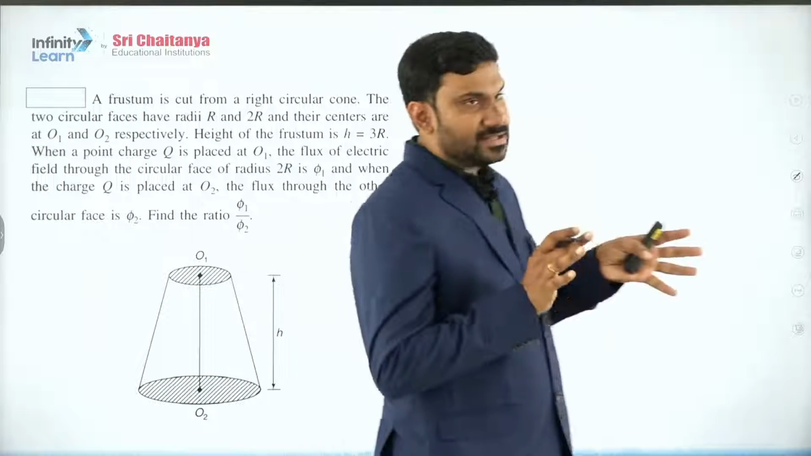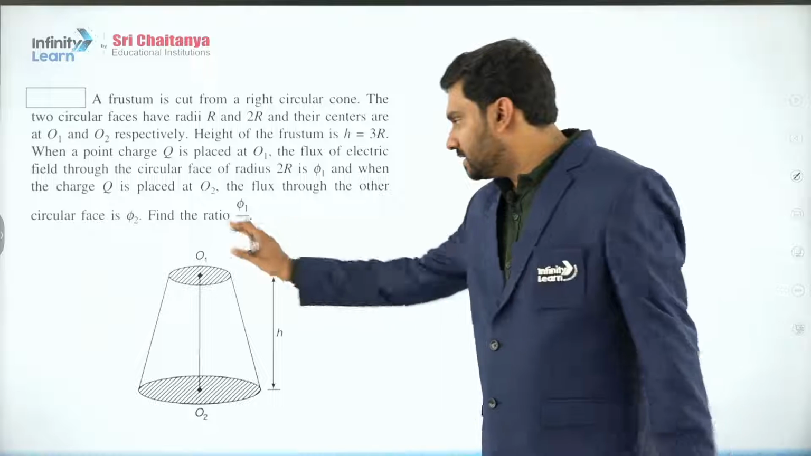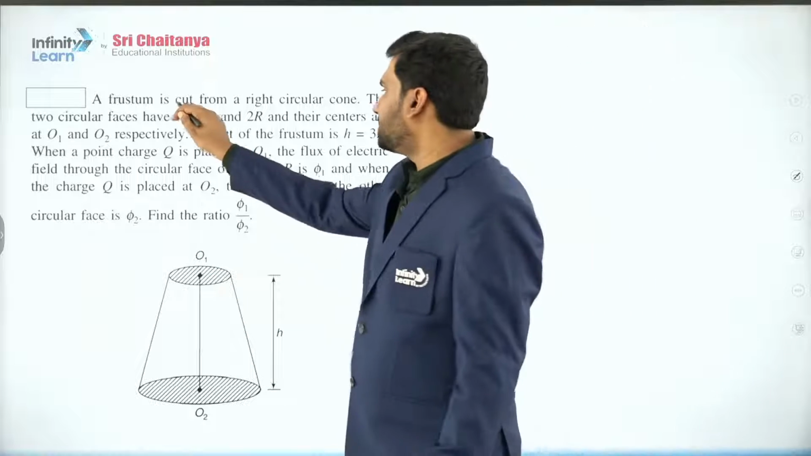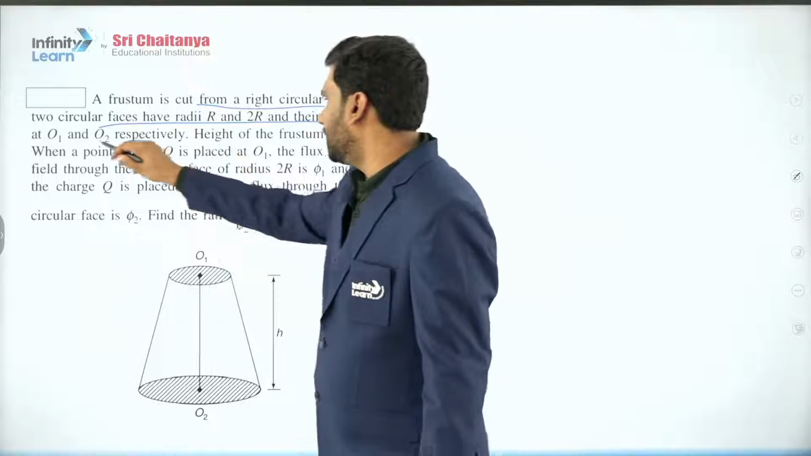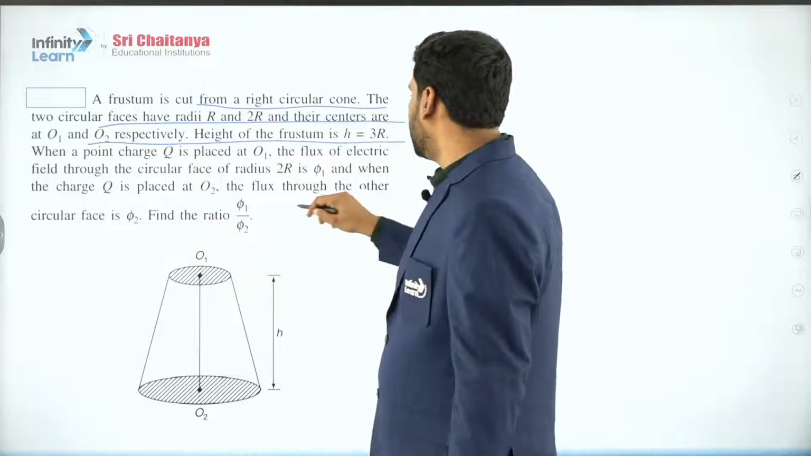And on the same concept, this question is also built around. A frustum is cut from a right circular cone. The two circular faces have radii r and 2r, with centers at O1 and O2 respectively. The height of the frustum is h equal to 3r.